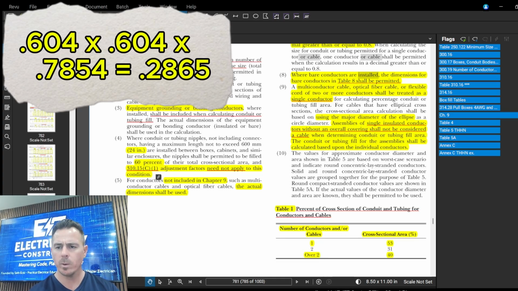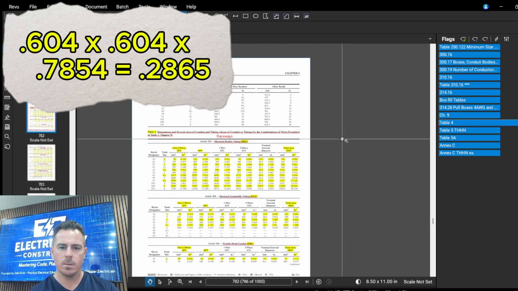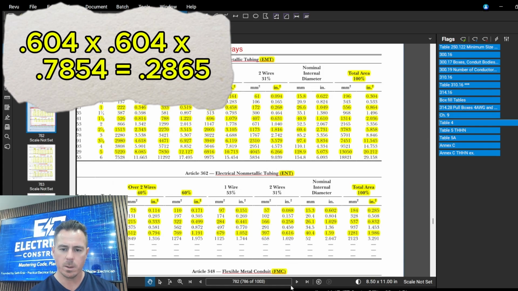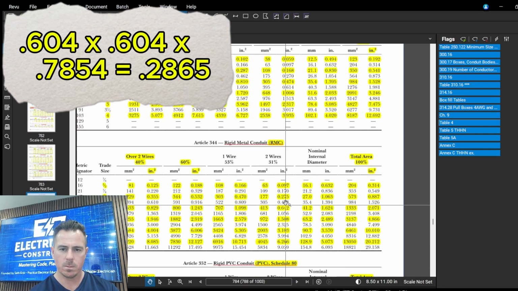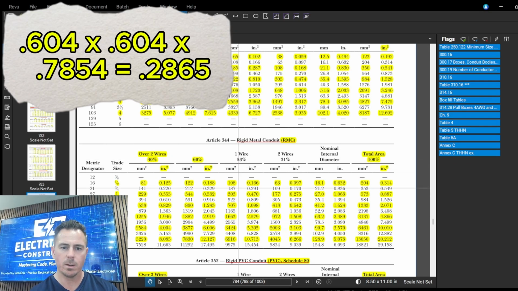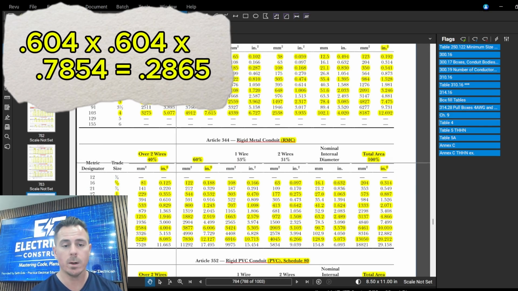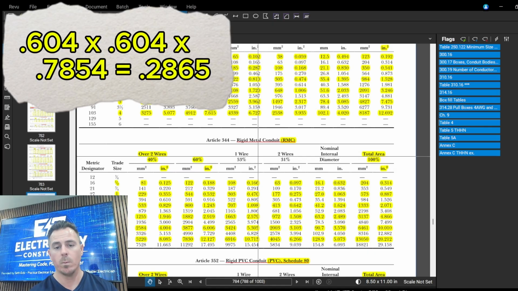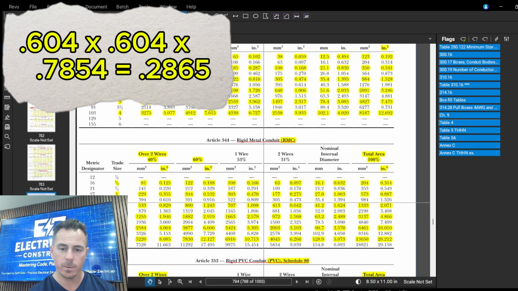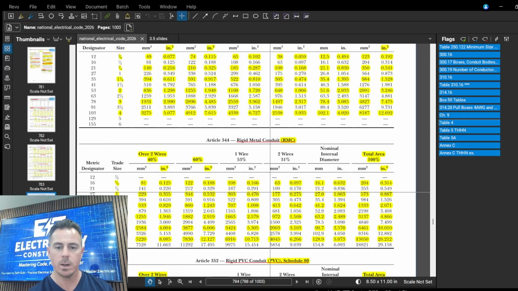So let's say we want to use a rigid raceway. So let's go back to chapter 4 and let's find our rigid raceway. Here we go, RMC, and we have to compare it. Now remember, we're not going to compare it to over 2 wires at 40%. We're not going to compare it to the 60% fill. We're going to compare it to the 1 wire 53% fill column. So what is the smallest raceway that we can use with 0.2865 square inches of fill? We're going to have to use, the smallest raceway is a 3/4 inch rigid raceway at 0.291.